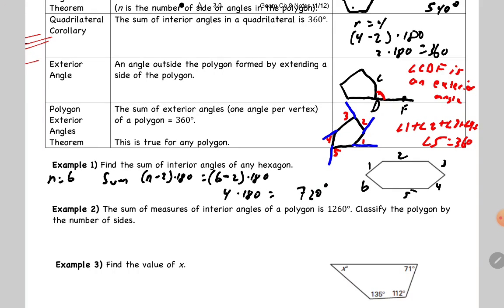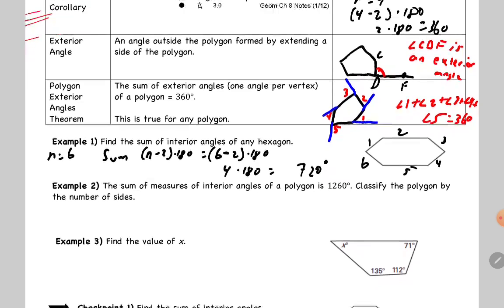So for any six-sided polygon, well, there are only six-sided hexagons. That's why they're called hexagons. They're six-sided. So if you add up all the interior angles, it'll be 720 degrees.